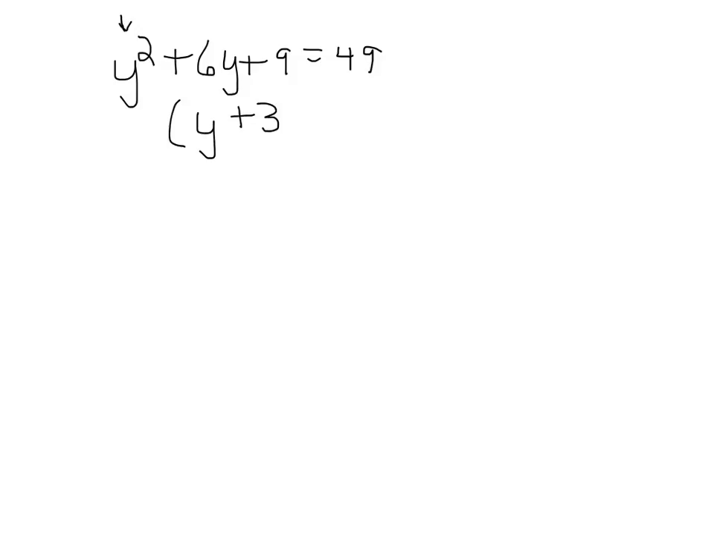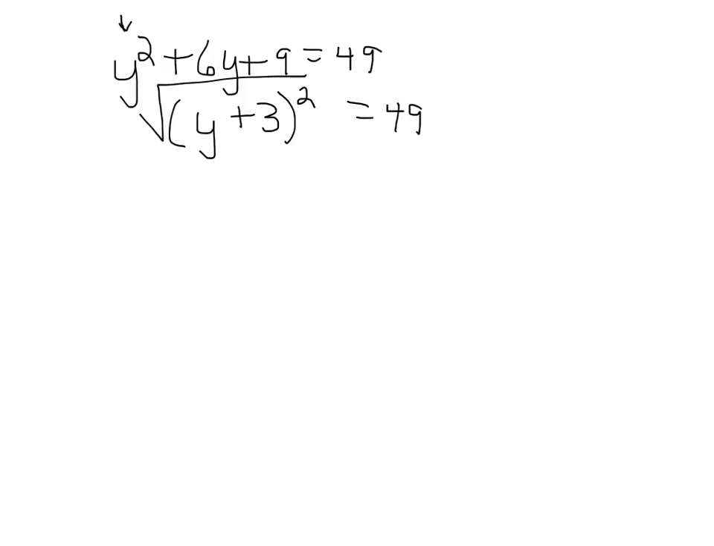Onward. y squared plus 6y plus 9 is equal to 49. Well, sometimes kids say, okay, well, here's a perfect square. Should I get that alone? But that would bring 6y and 9 to the other side, and there's no way to make that a perfect square. So the first thing you need to do in these situations is to factor it so that it becomes a perfect square.